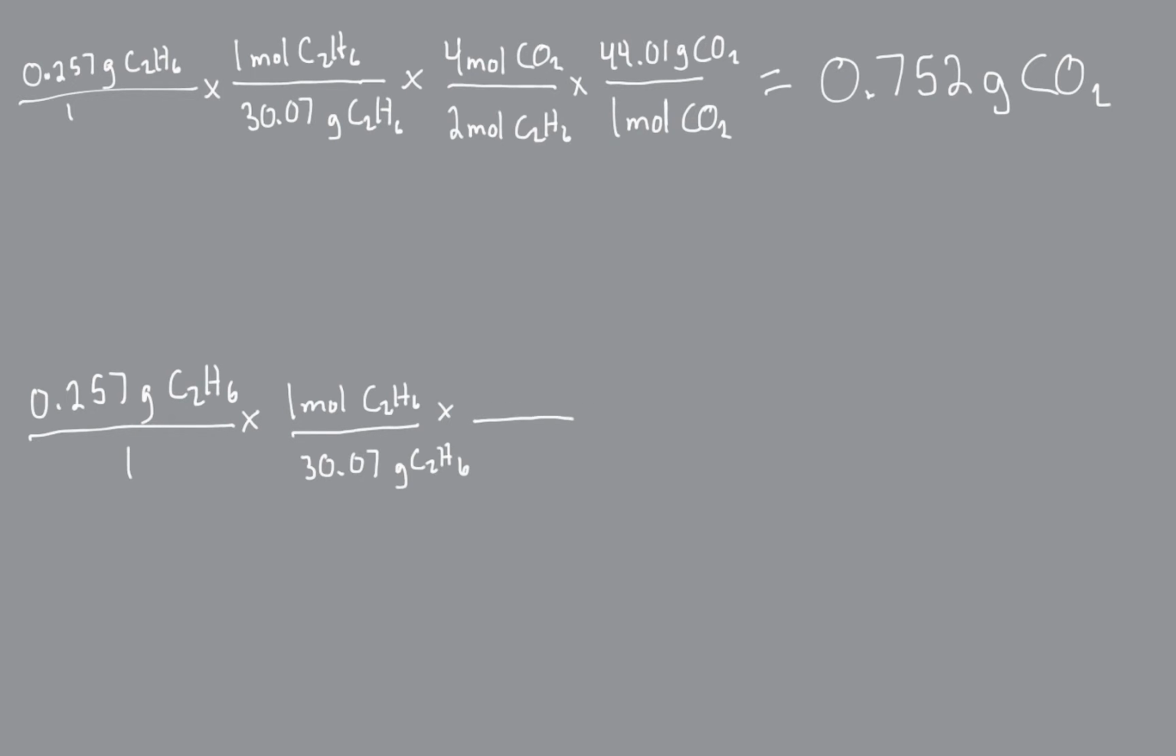Now, again, we're jumping ship. Because we're jumping ship from ethane to water, we have to use what associates the two together, which are the coefficients, the molar ratios. So we know that for every 2 moles of C2H6, we have 6 moles of water, of H2O. Let's write that again, but better.